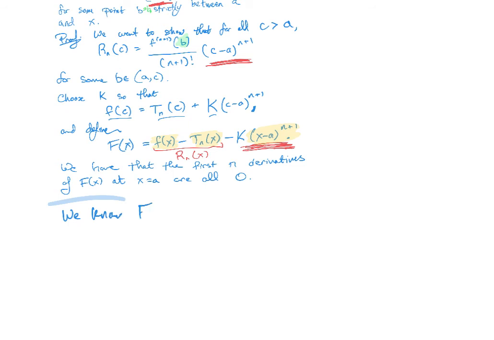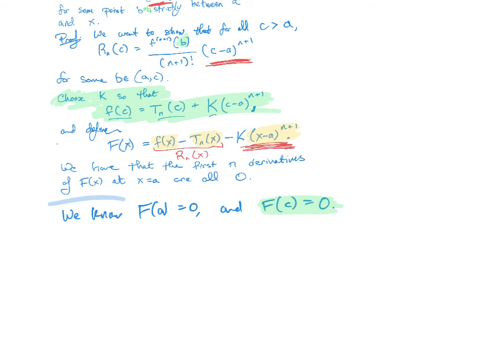We know F of a is 0. That's a special case of what we just wrote. And we know F of c is 0. Okay. Why do we know F of c is 0? It's because that's how we chose K. We chose K to make that true. Okay?